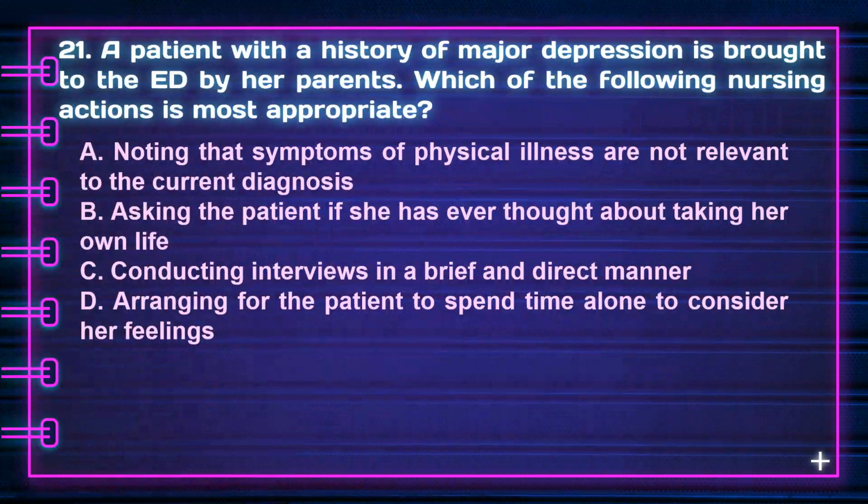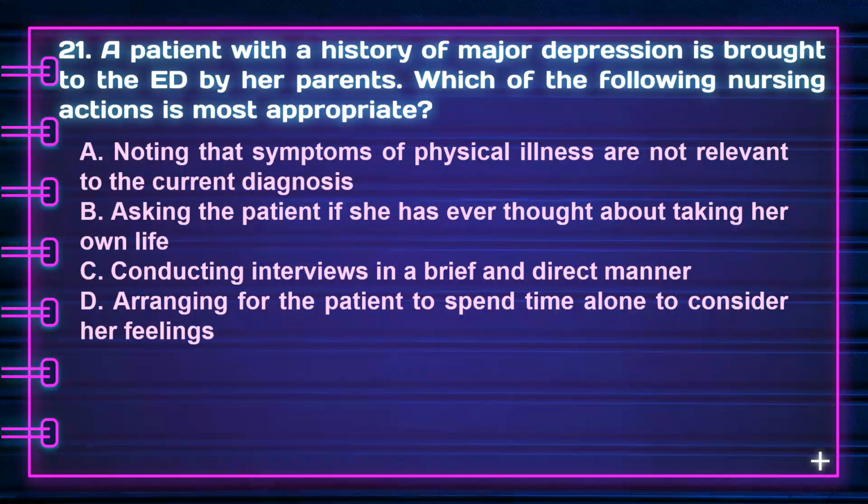21. A patient with a history of depression is brought to the emergency department by her parents. Which of the following nursing actions is most appropriate? A. Noting that symptoms of physical illness are not relevant to the current diagnosis. B. Asking the patient if she has ever thought about taking her own life. C. Conducting interviews in a brief and direct manner. D. Arranging for the patient to spend time alone to consider her feelings. So the best answer here is letter B.